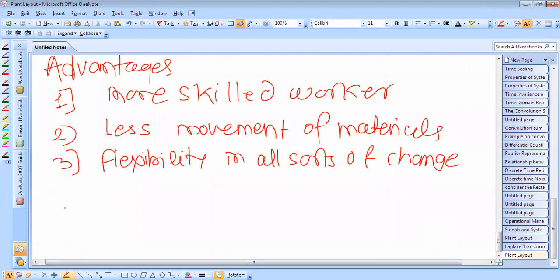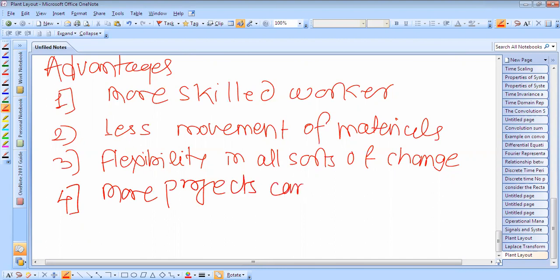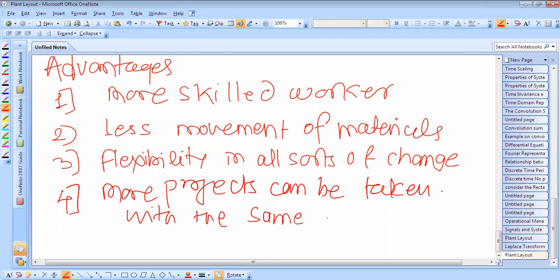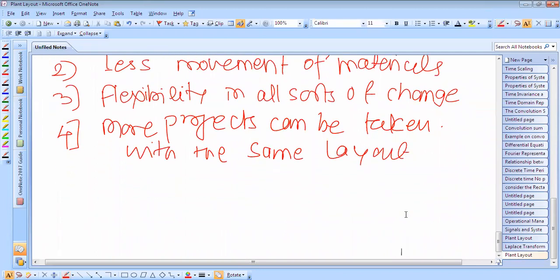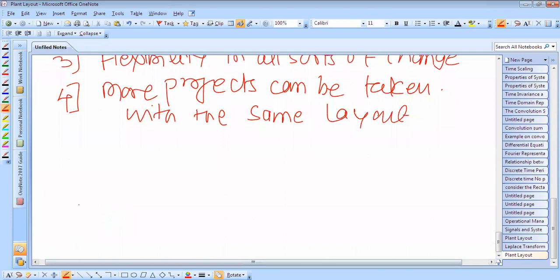Okay, next advantage is that a number of quite different projects can be taken with the same layout. More projects can be taken with the same layout. So these are some advantages of the fixed position layout. As every coin has two sides, this system also has some disadvantages.